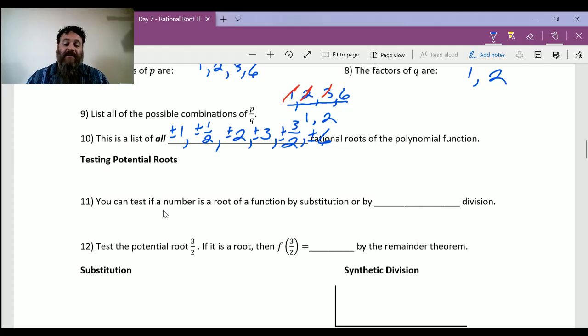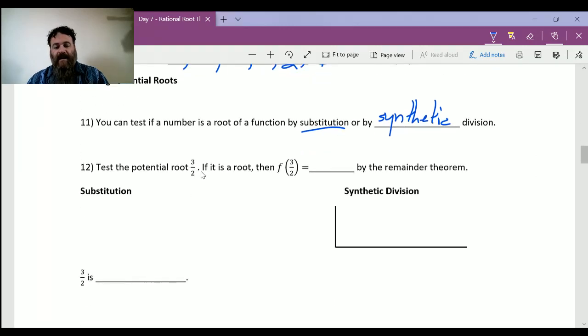You can test if a number is a root of a function either by substitution, which we really haven't done much with in a while, or by synthetic division. All right. Test the potential root positive 3/2. That comes from this right here. Both positive and negative 3/2 are possible. If it's a root, then f of 3/2 should give us 0 by the remainder theorem. Synthetic division, here we go.